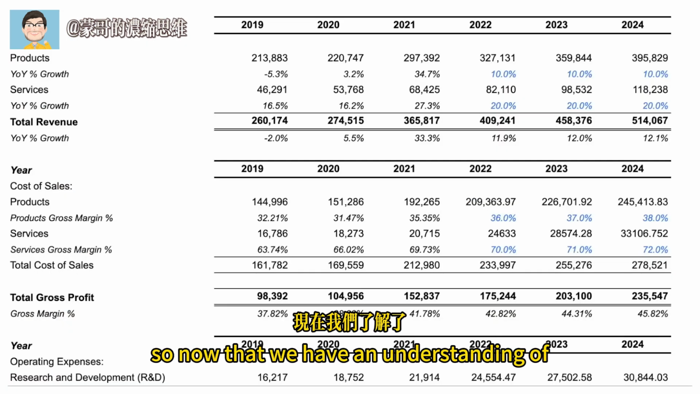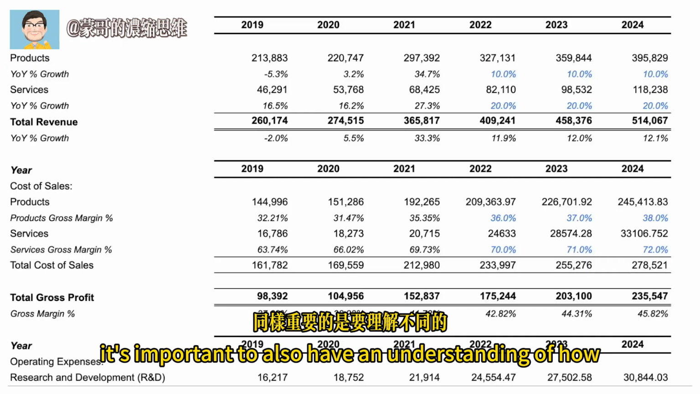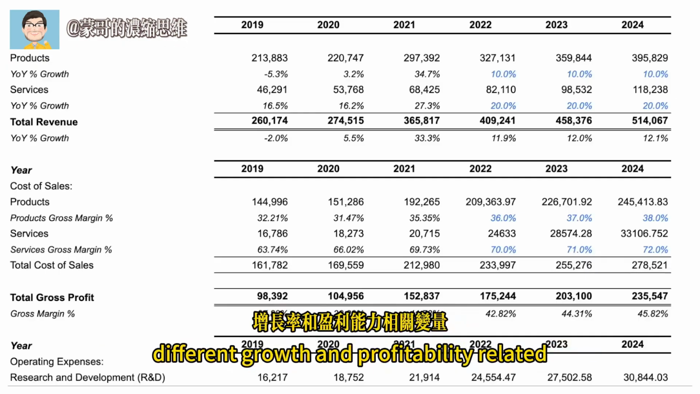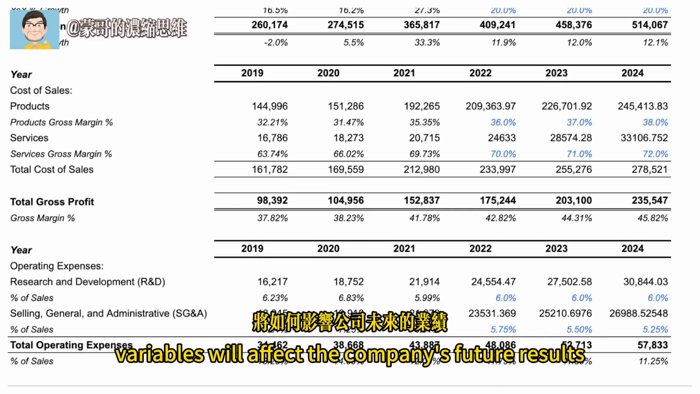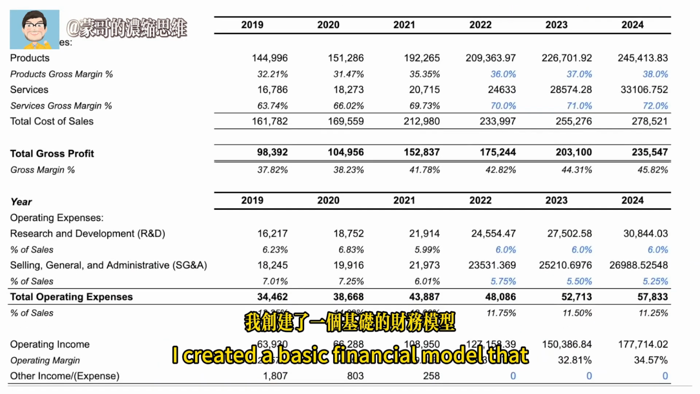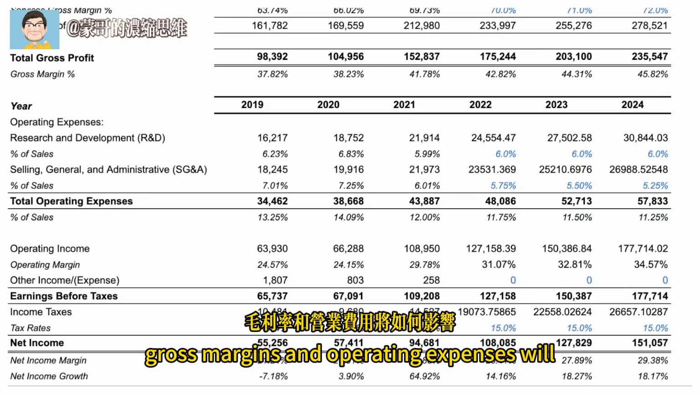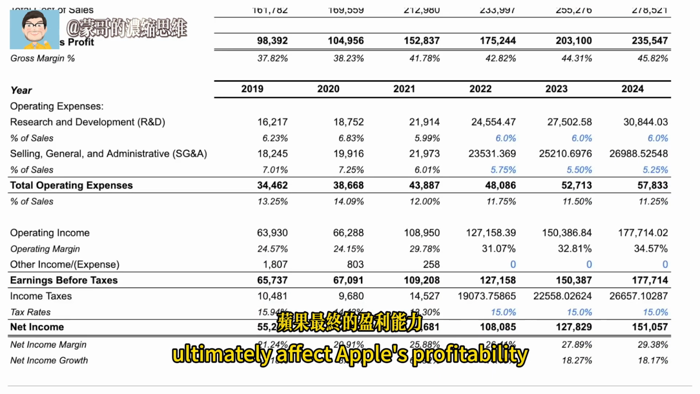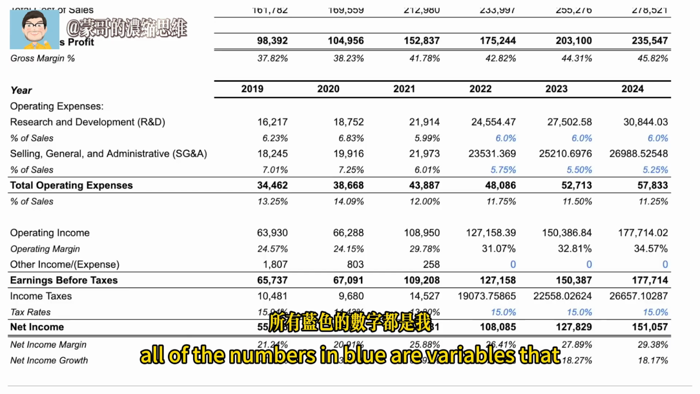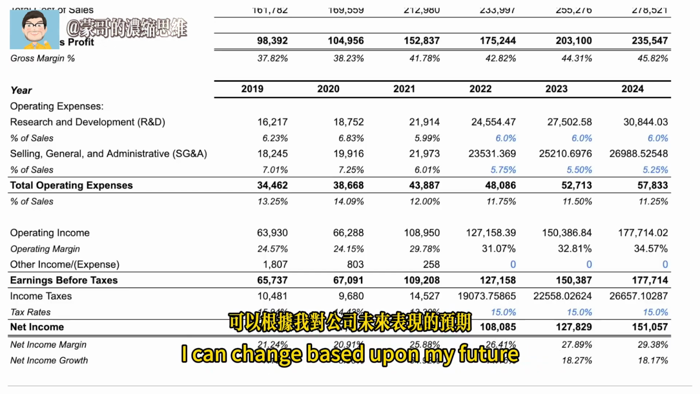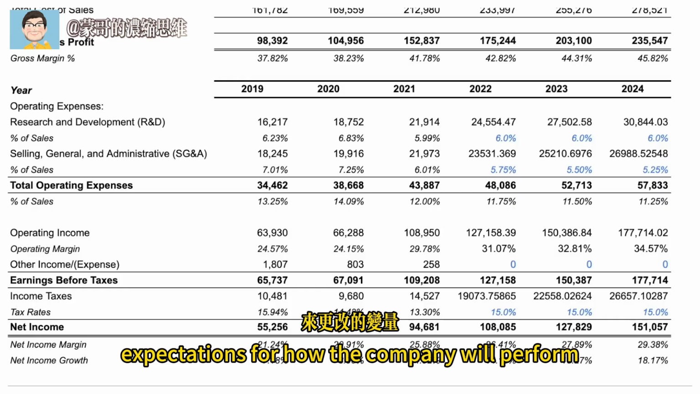So now that we have an understanding of the basics of an income statement, it's important to also have an understanding of how different growth and profitability related variables will affect the company's future results. I created a basic financial model that lets me see how different growth rates, gross margins, and operating expenses will ultimately affect Apple's profitability. All of the numbers in blue are variables that I can change based upon my future expectations for how the company will perform.